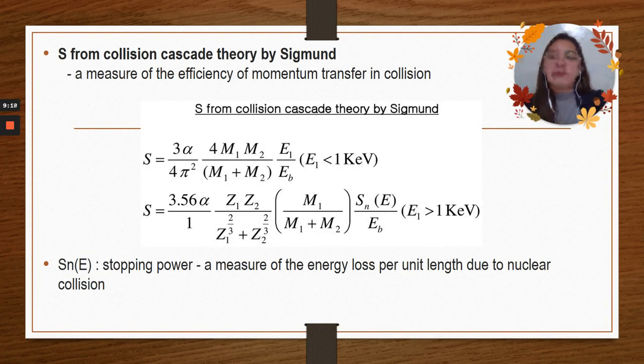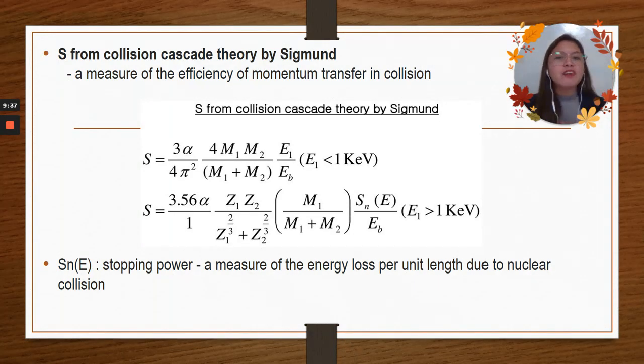So S, sputtering from collision cascade theory by Sigmund. This is a theory from Sigmund. This is what we call the cascade theory or collision cascade theory. So this means a measure of the efficiency of momentum transfer in collision.